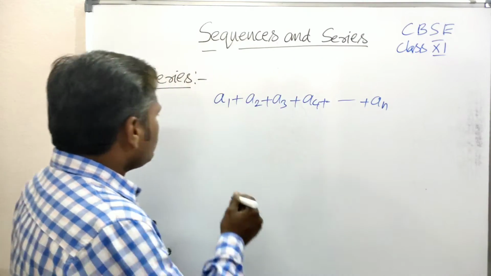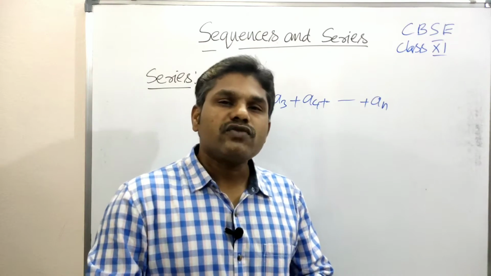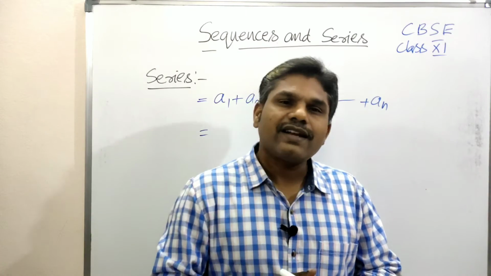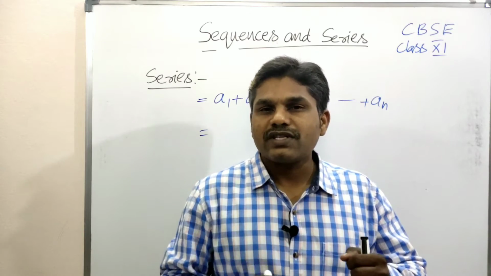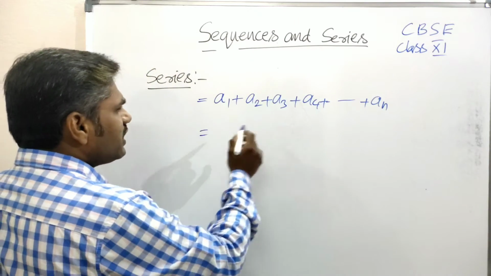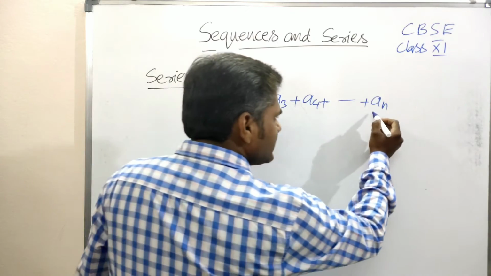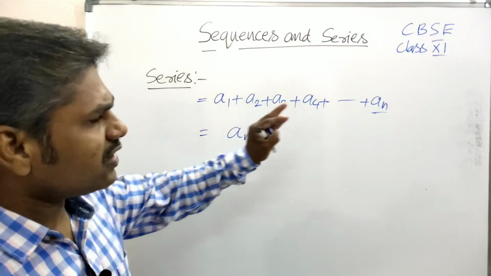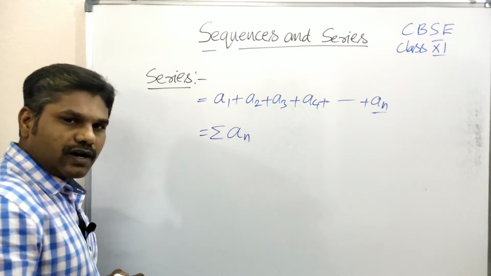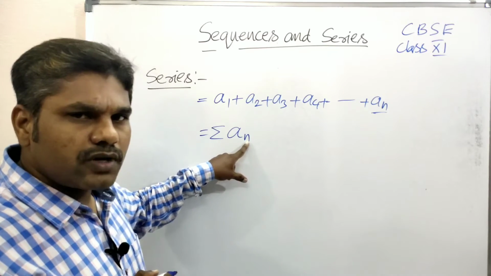Okay, you may write all these terms in a compact form by using a symbol called sigma. Sigma is a Greek letter which is used to represent addition of terms. Instead of writing all these terms, I will write an, that means the general term or the last term of the series, by putting sigma. This is read as sigma. You have to mention the range of n, from which number to which number.